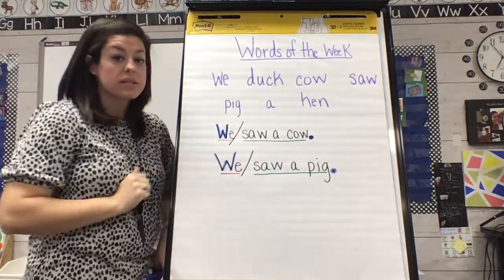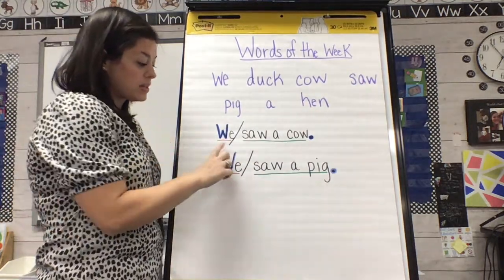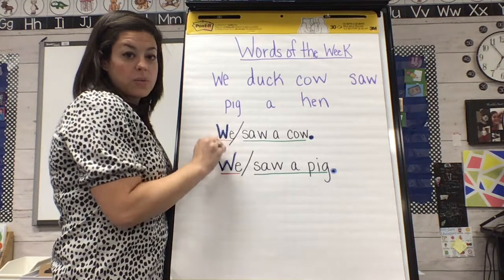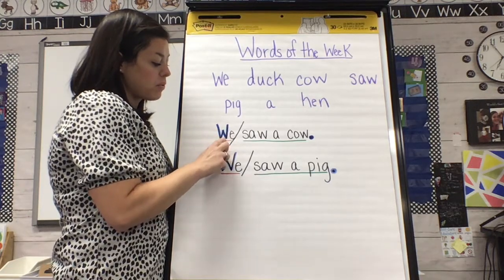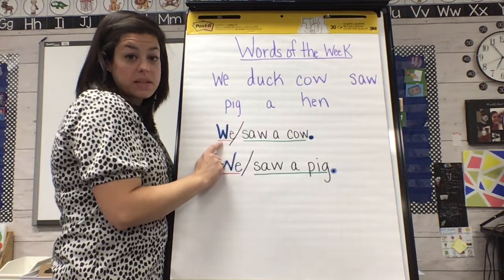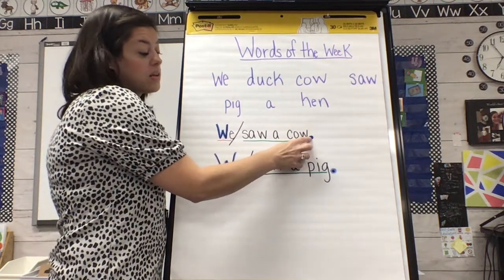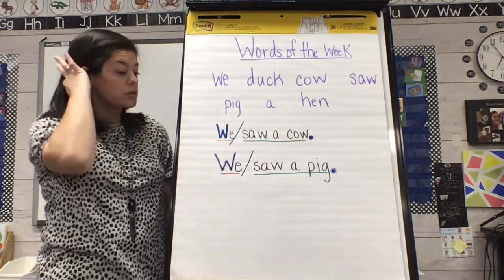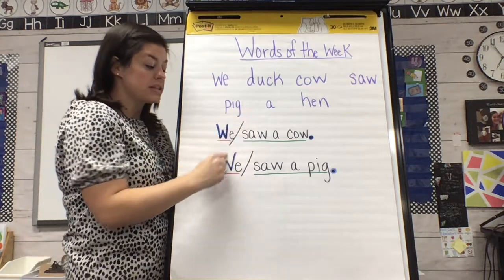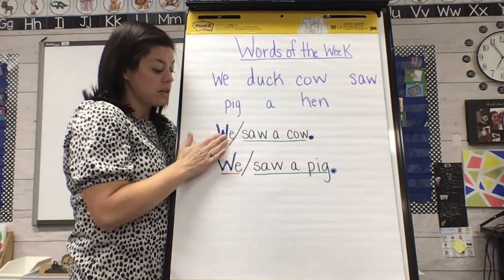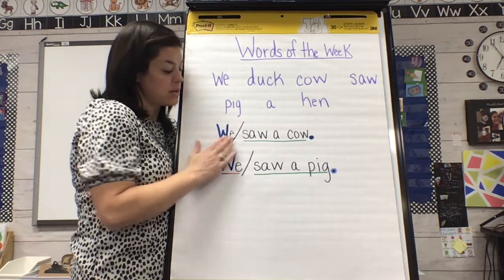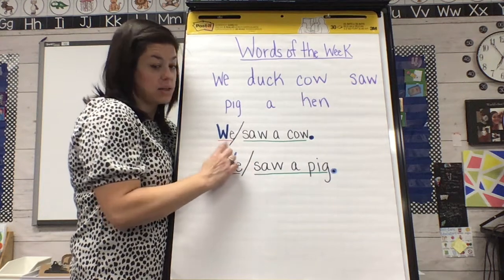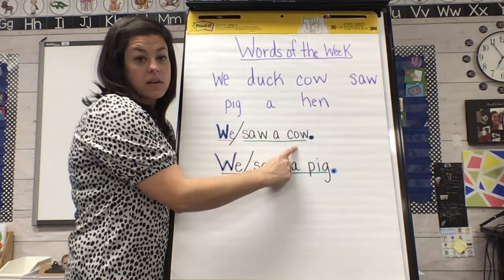And let's look back at those sentences that we had. The first one said, we saw a cow. And we made sure that we traced over the W with blue because it was capitalized, because we always start a sentence with a capital. And then we traced with our blue again for punctuation, because every sentence has to have punctuation. And then we put a slash between our subject, which is the people who are in the story, and our predicate, which is what's happening. And we underline the subject in red, and we underline the predicate in green.